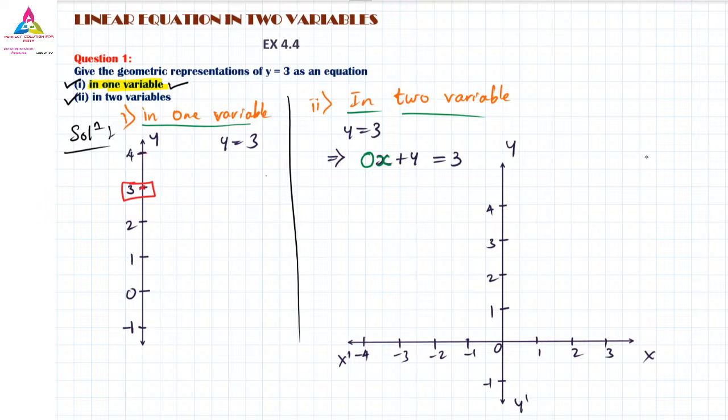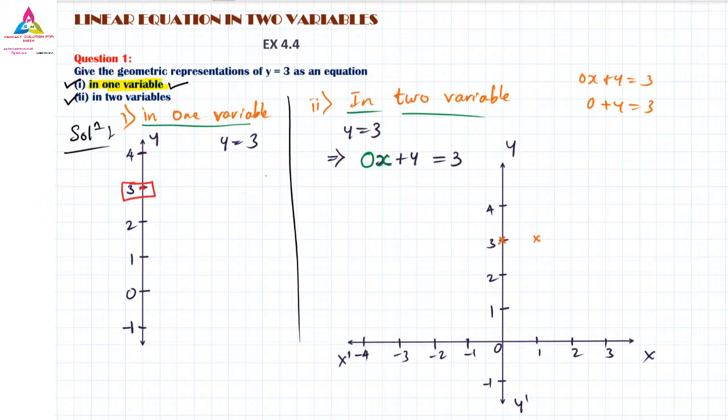Now very importantly, here you can see the y value is equal to 3, they have given. So you can substitute any value for x. If you substitute any value for x, the y value remains as it is. I will take here 0x plus y is equal to 3. Substitute x value as 0, the y value will be 3 only.